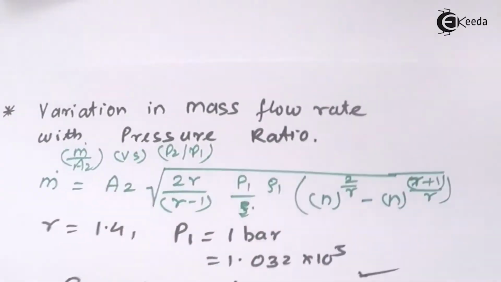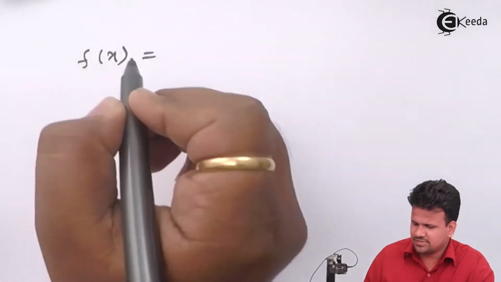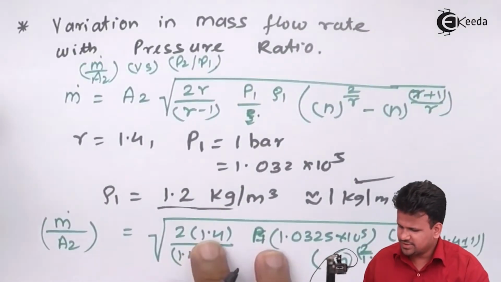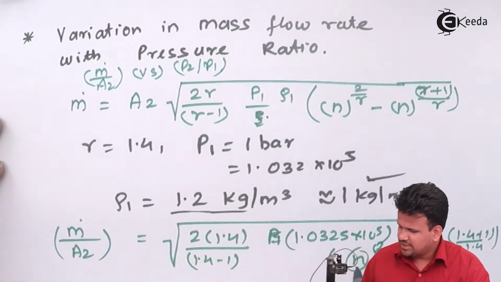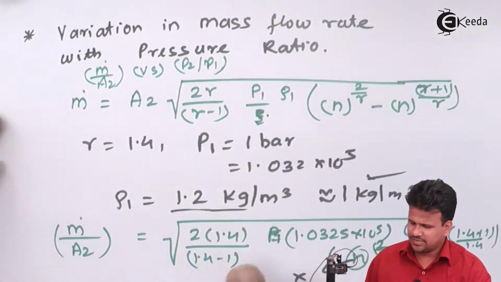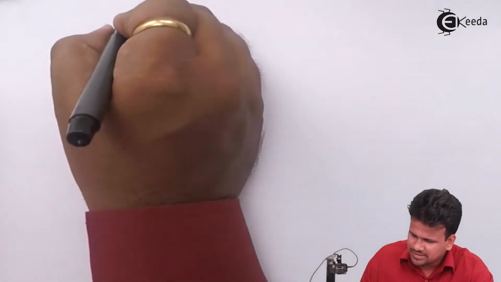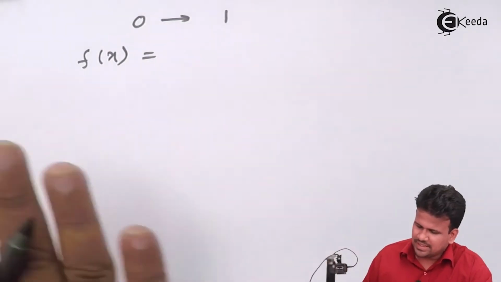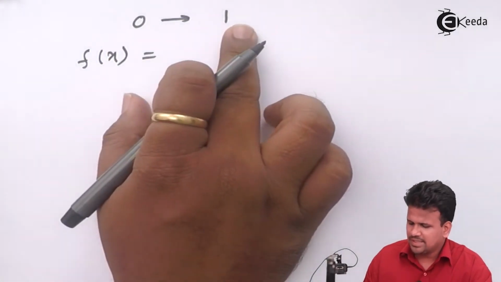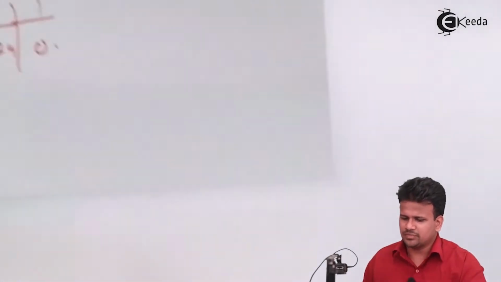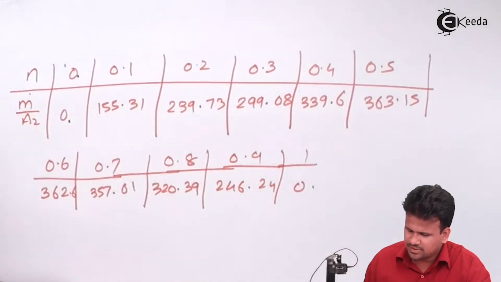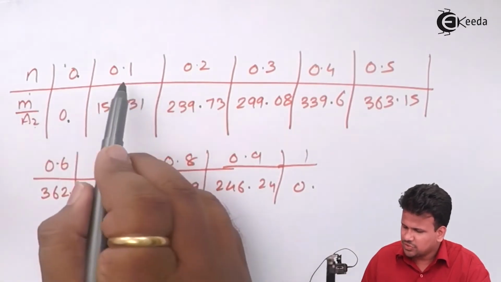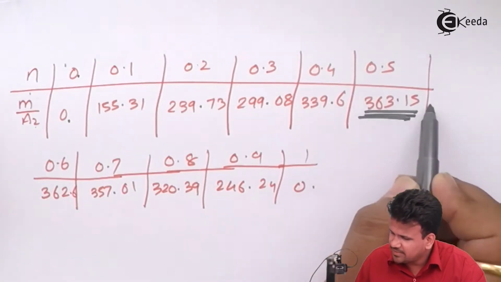Now what we'll do is use the equation function in our calculator, f of x. We'll substitute this entire equation, the square root of 1.4 and so on, with x instead of n. Now we'll vary this value from its minimum value, 0, to the maximum value of P2 by P1, which is 1. If we vary it from 0 to 0.1, we can see that when n is equal to 0, the mass flow rate per unit area is 0.